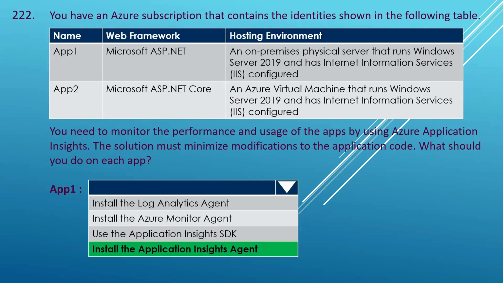Let's look at the second part of this question, which is App 2, and your options are also the same here. And friends, the answer will also be the same, that is install the Application Insight agent. Application Insight agent can be used to monitor the performance and usage of both your on-premise physical servers and your Azure virtual machine as well, which means you can install the Application Insight agents on an on-premise server which is connected to Azure, and you can also install it on an Azure virtual machine.